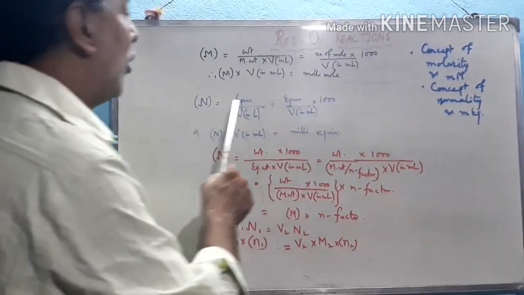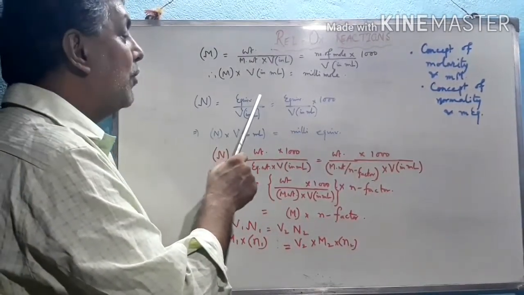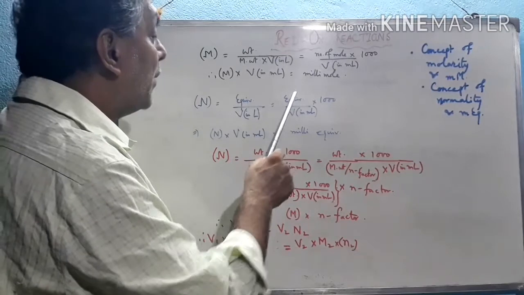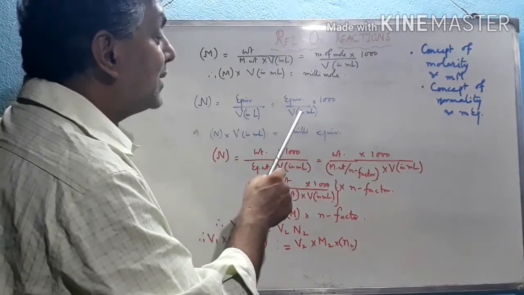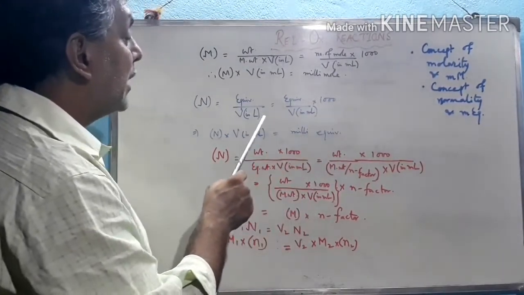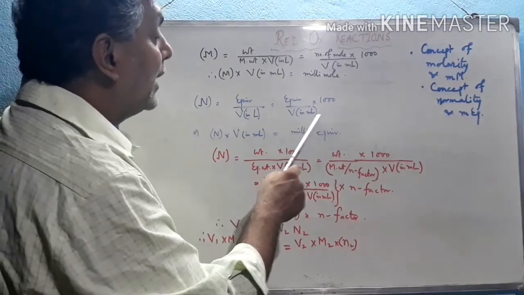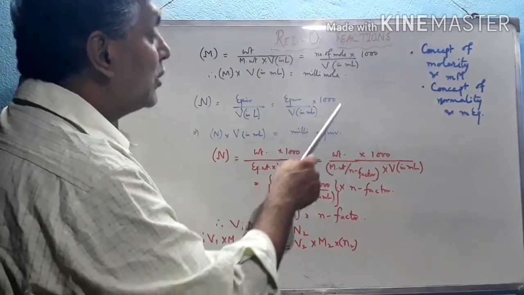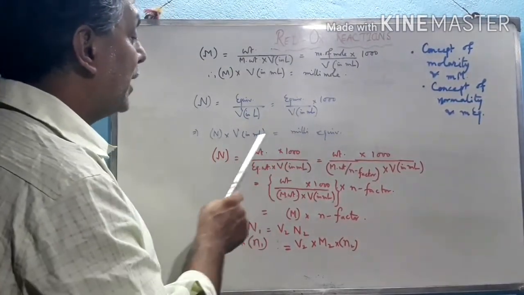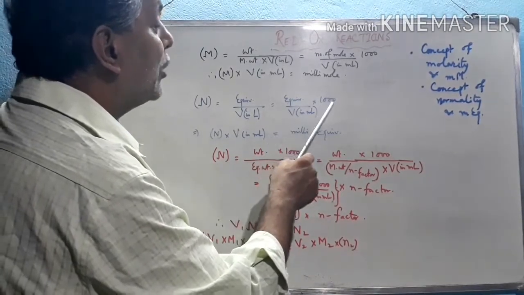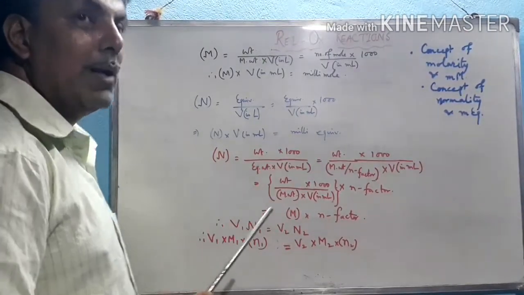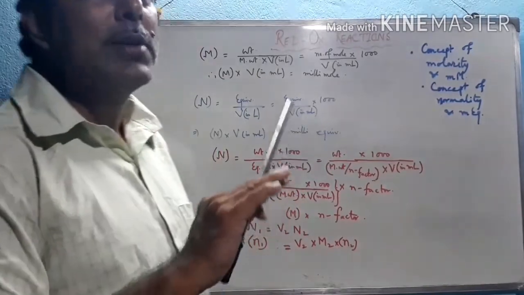Again, in the case of normality, according to the definition, it is equivalents divided by volume in liter. If the volume in liter is expressed in milliliter, then the division by 1000 goes to the numerator, so it is multiplied by 1000. Now, if we multiply this normality with the volume in milliliter, it becomes milliequivalent, because equivalent into 1000 is milliequivalent. So these are two different terms, millimole and milliequivalent. Where can we use the millimole? Where no direct reaction takes place.